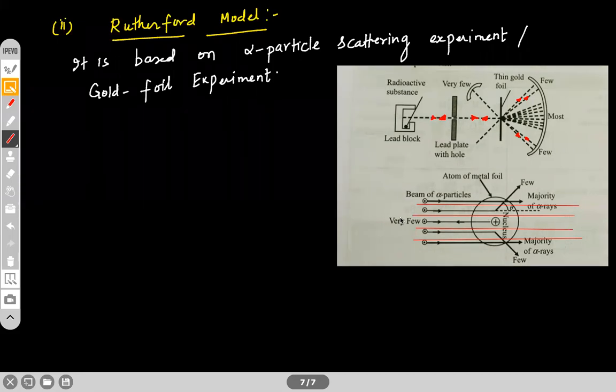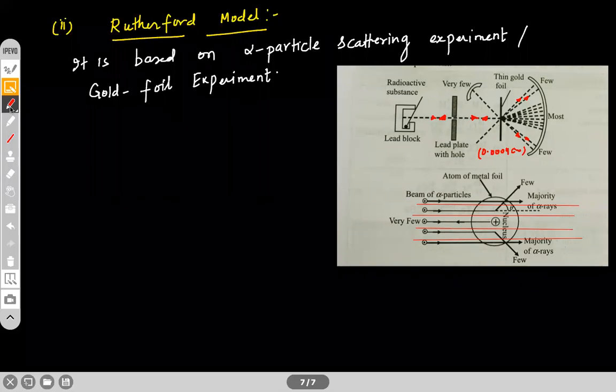Okay, why do we use gold foil here? Two things. First of all, it's very thin. We require a very thin foil over here. The thickness is approximately 0.0004 centimeter. Plus, the gold foil is also malleable. Because of these two properties, we use gold foil for this particular experiment. Okay, so the observations you write down here.